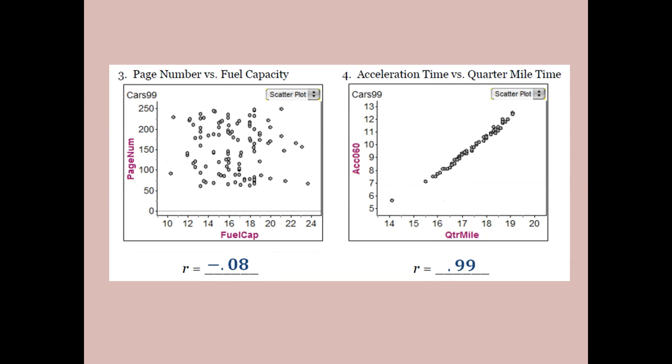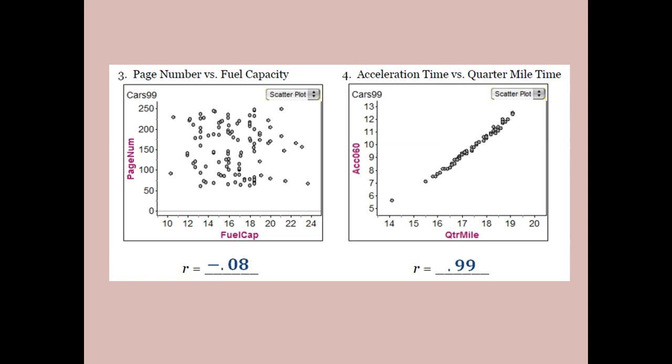Page number versus fuel capacity, there we expected no association. That's what we're getting. If you look at the scatter plot, there's really not much of a pattern there at all, so we should get a correlation close to 0. We've got a correlation that's a little bit less than 0, but pretty close. Number 4, where the two variables were directly related to each other, not only is that positive, but that's very linear. We've got a correlation that's almost 1, and if you look at where the best fit line would go, the points in the scatter plot are really tightly wrapped around that line.